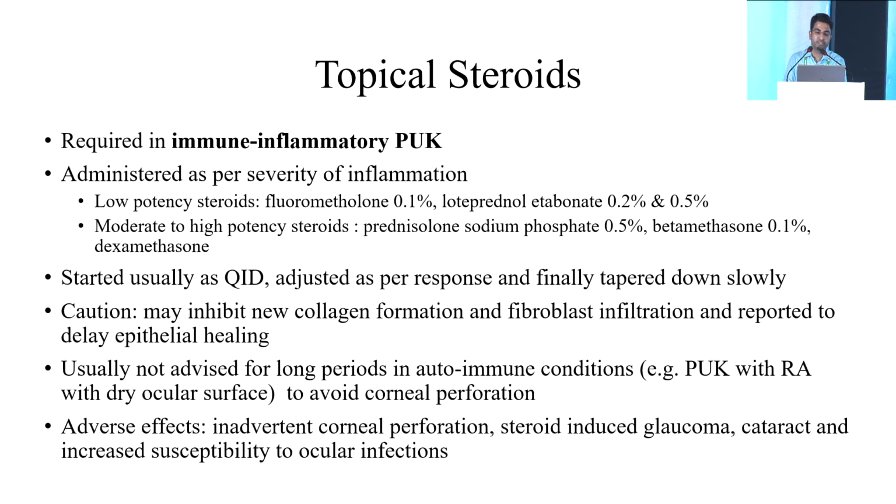Initially, you can start with low potency steroids like fluorometholone or loteprednol if you think that the pathology is not severe or the symptoms and signs are not severe. In cases of rapid progression or severe cases, you can go for higher potency steroids like prednisolone phosphate or betamethasone. So usually it can be started QID or it can be started even earlier depending upon the severity of symptoms. Caution should be taken when you think of an infective pathology. You treat the infection first and then you start the steroids. Adverse effects can be corneal perforation, steroid-induced glaucoma, cataract, and susceptibility for secondary infections.